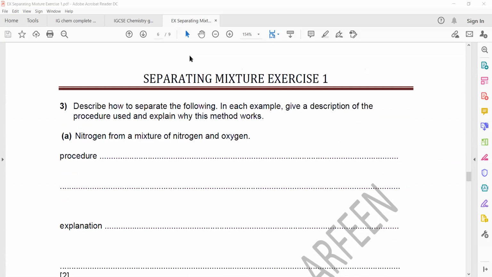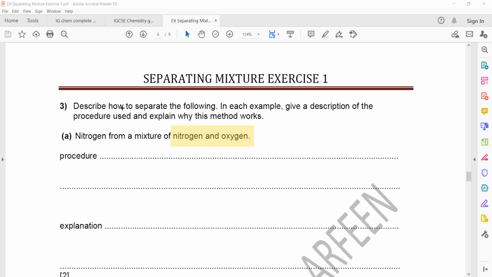Describe how to separate the following. In each example, give a description of a procedure used and explain why this method works. Nitrogen from a mixture of nitrogen and oxygen. Two gases you want to separate from each other. Which technique can you use? Fractional distillation. And why will fractional distillation work? What is the reason? Because the two gases have different boiling points. Fractional distillation works when two miscible substances have different boiling points.